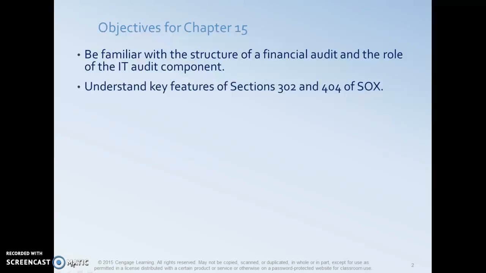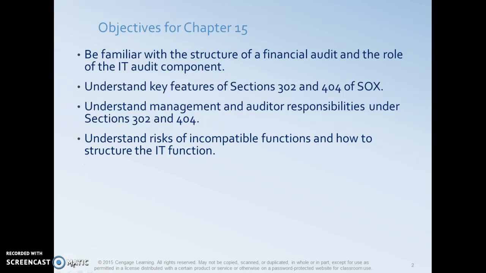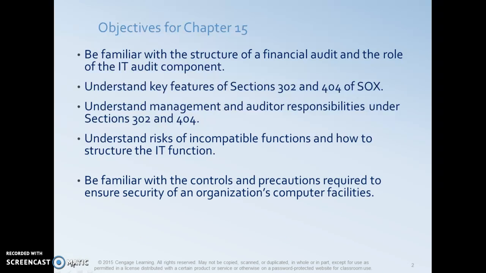So, what are our objectives? We want to be familiar with the structure of a financial audit and the role of the IT audit component. We want to understand the key features of Section 302 and 404 of SOX. We want to understand management and auditor responsibilities under 302 and 404. We want to understand the risks of incompatible functions and how to structure the IT function. It's going at segregation of duties.